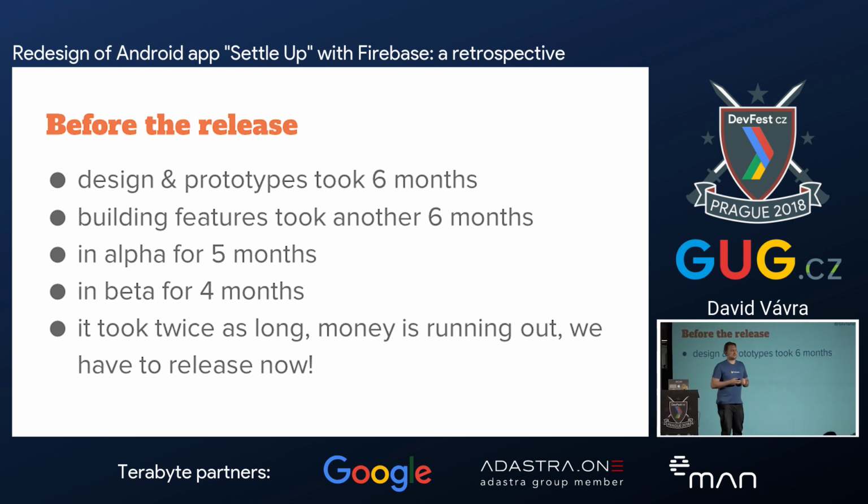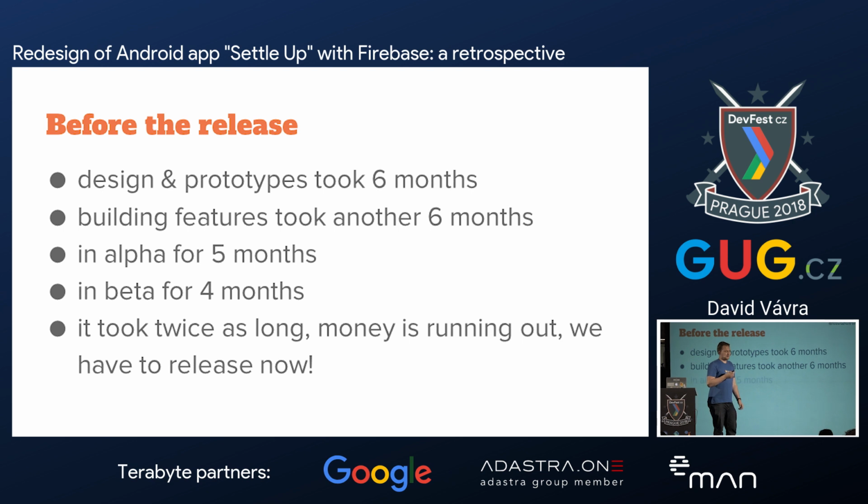So the first 6 months went to just coming up with the design, creating some prototypes, talking with some users, iterating the design so much, talking about it endlessly. Another 6 months went to building the actual design and the features. So after a year, we thought we were almost done. It's just a little bit of testing.